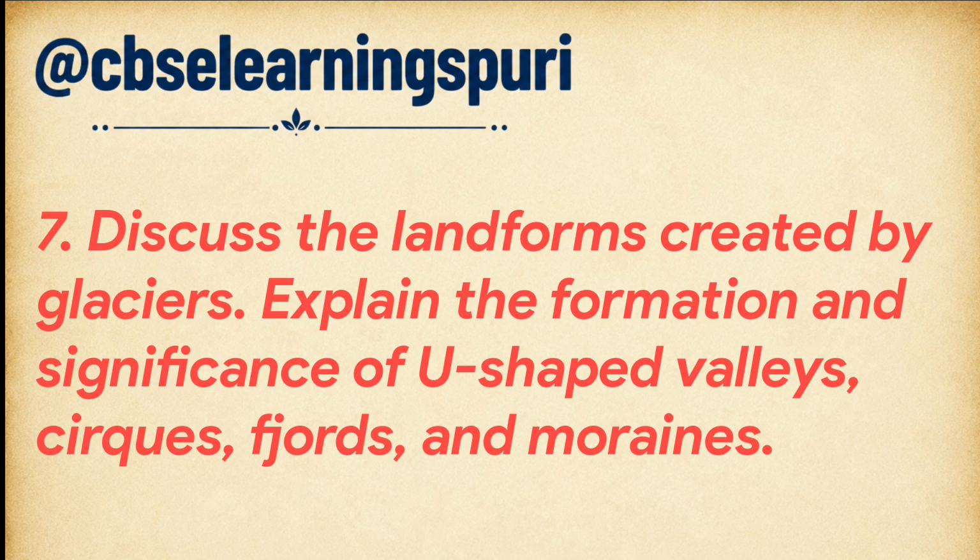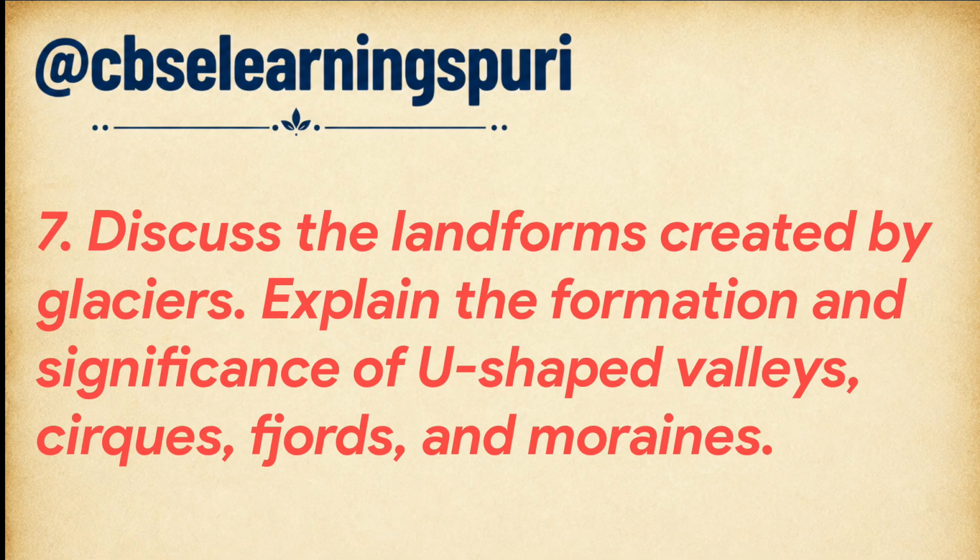U-shaped valleys. Formation. When a glacier moves through an existing river valley, its heavy weight and slow movement widen and deepen the valley. This changes the narrow V shape into a wide U shape with a flat floor and very steep sides. Significance. These wide valleys are beautiful and attract many people for tourism, especially for activities like trekking, skiing, and mountaineering. Some also have fertile soil that supports farming.